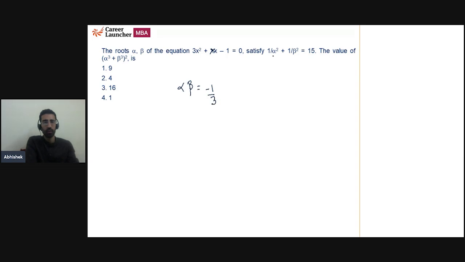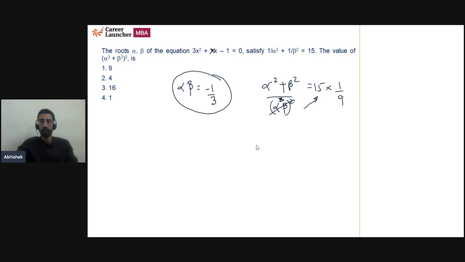Super. And what do I have? 1 by alpha square plus 1 by beta square. So let me simplify it as alpha square plus beta square upon alpha square beta square, which I can also write as alpha beta whole square. That's 15 for me. So just multiply, right? 15 into alpha beta whole square. Alpha beta product is minus 1 by 3. 1 by 3 whole square is 1 by 9. So alpha square plus beta square is 15 by 9. That's 5 by 3.